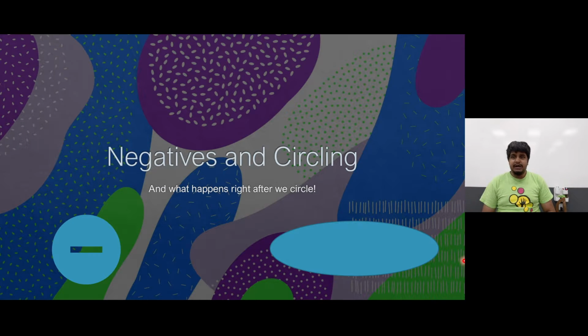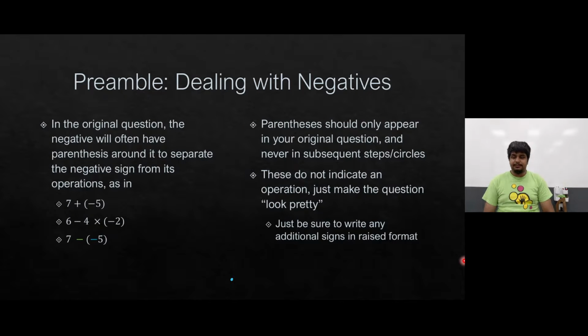So let's cover negatives and circling and exactly what happens right after we circle. So the preamble, dealing with negatives. In the original question, the negative will often have a parenthesis around it to separate the negative sign from the actual operations. So let's go over some examples of this.